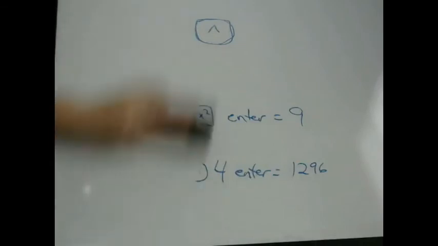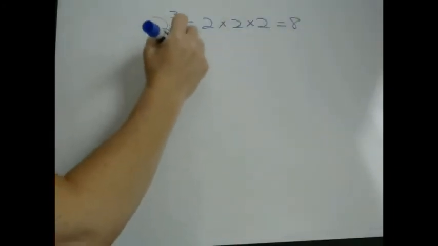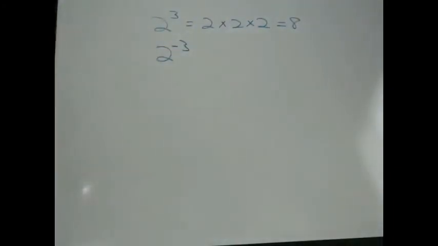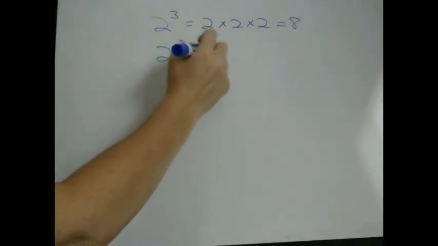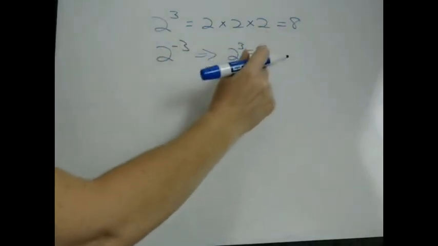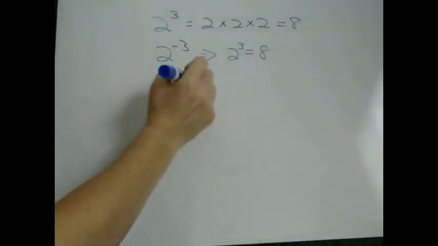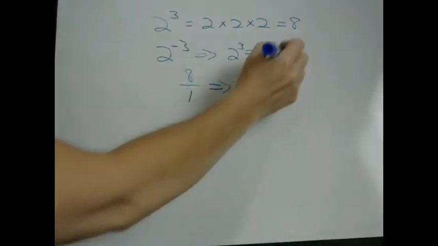Another thing we're going to talk about is negative exponents. If you have 2 to the 3rd, that's 2 times 2 times 2, which equals 8. But you might have 2 to the negative 3. All that means is it's the reciprocal of 2 to the 3rd. A negative 3 has nothing to do with negative numbers. You can think of it as: what's 2 to the 3rd? Well, it's 8. So 2 to the negative 3 is the reciprocal of that. If you know what reciprocal means, 8 is really 8 over 1, and the reciprocal is when you flip them. So it's 1 over 8.